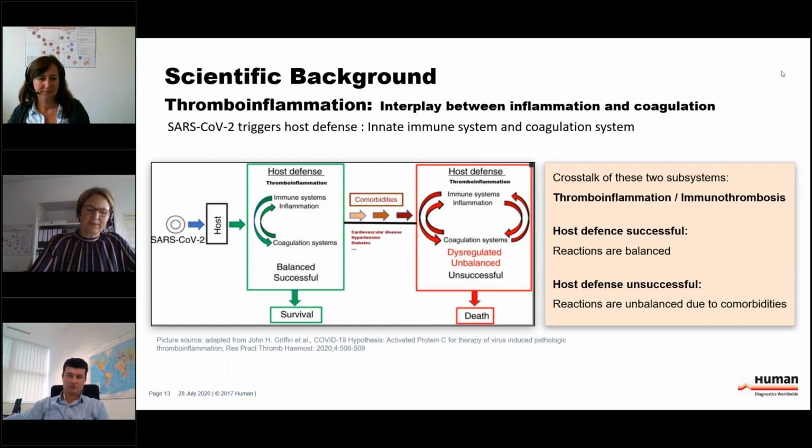In the red box, we see that when one or more of the host defense systems is less responsive or already hyperactivated, then the host defense system is unbalanced. This can be due to comorbidities such as vascular diseases, hypertension, diabetes, and so on. And the result of the comorbidities can be that the inflammatory reactions and the coagulation reactions are dysregulated and excessive, resulting in death.